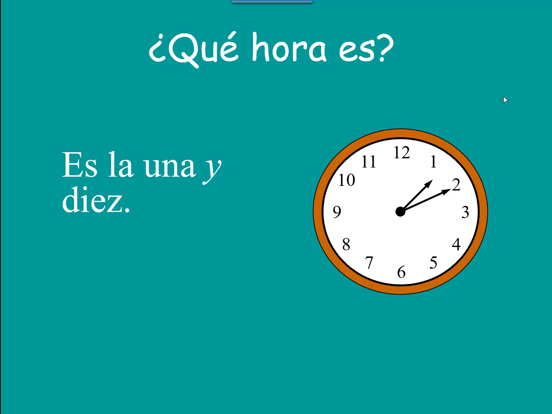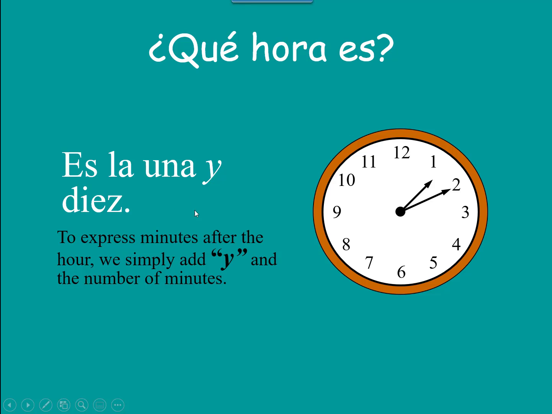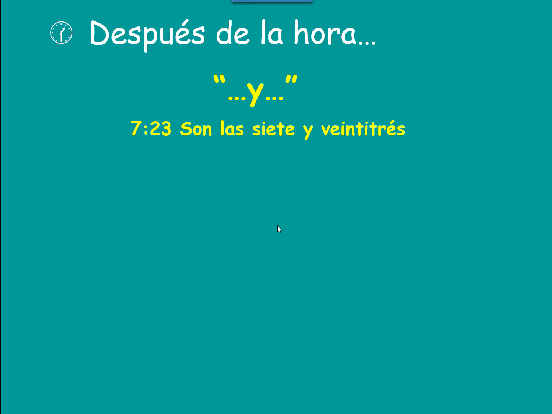And then after, anytime you could use y for it's 1:10, 1:20, 1:23, 1:48. It doesn't matter. You will always be using y like that. Literally, it means and. 1 and the number of minutes that have passed. Okay. What else? So after the time, we use y. Son las 7. It's 7. And literally, that's what we say in Spanish. And 23. Son las 7 y 23.